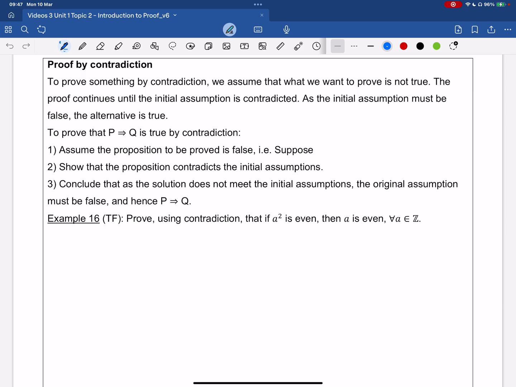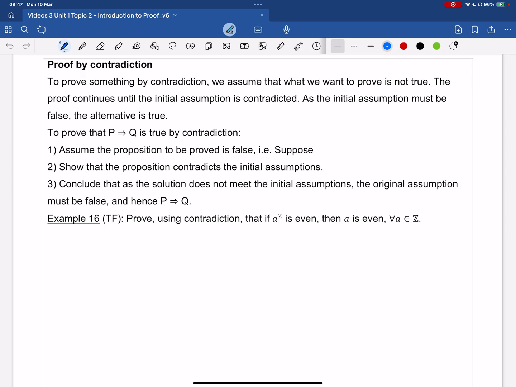Then we're going to show that the assumption that this thing is false leads to mathematical nonsense. So then we have to conclude that we were wrong to assume it was false. And that means if it isn't false, then it must be true. So how does that work?